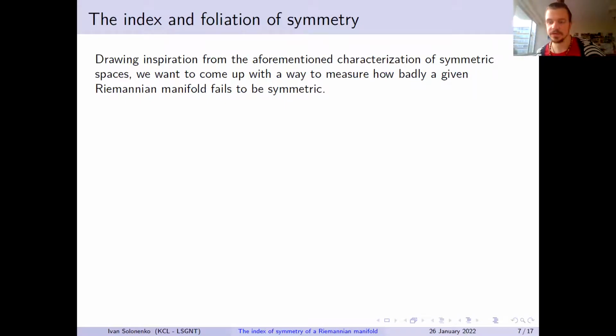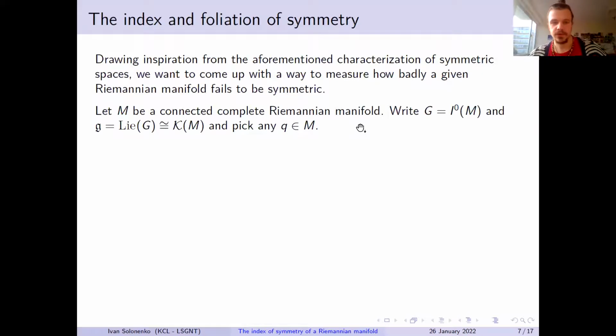Are there any questions so far? Great. So yeah, here's what we do. We just take any connected complete Riemannian manifold, and then we take G to be the identity component of its isometry group, which is a Lie group, and we take Gothic G to be the isometry Lie algebra, which is the same, remember, as the Killing Lie algebra, via the anti-isomorphism. And we also pick any point q in M.